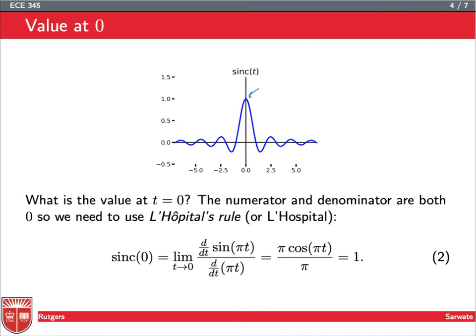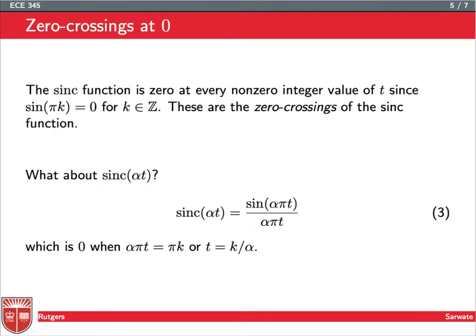The next question we want to ask is, where does it cross the axis? The Sinc function is 0 at every non-zero integer value of t. That's because when you look at sine of pi t, if t is an integer, then you get sine of pi times an integer, and that's 0. So we get zero crossings at every non-zero integer value, because at 0 we just calculated the limit. Sinc of 0 is equal to 1. So when we think about our octopus, here's our little guy, and these zero crossings are going to be at 1, 2, 3, and so on.